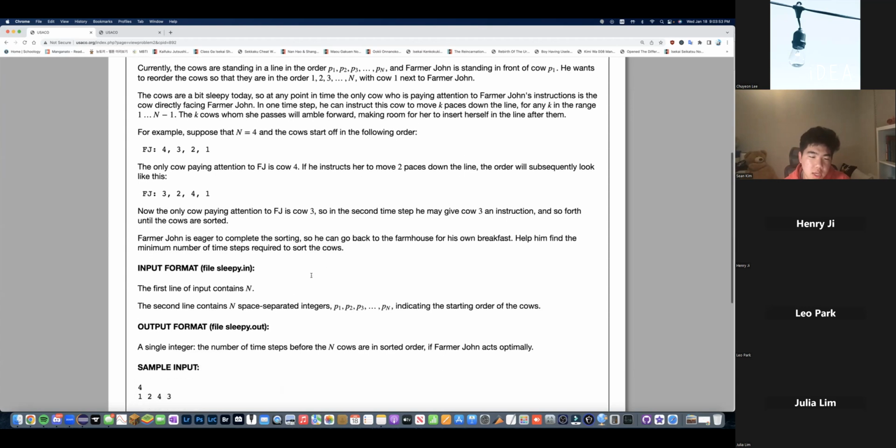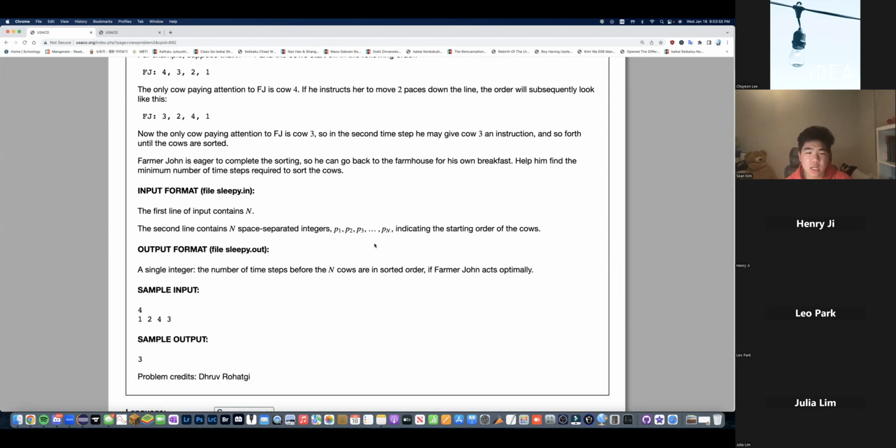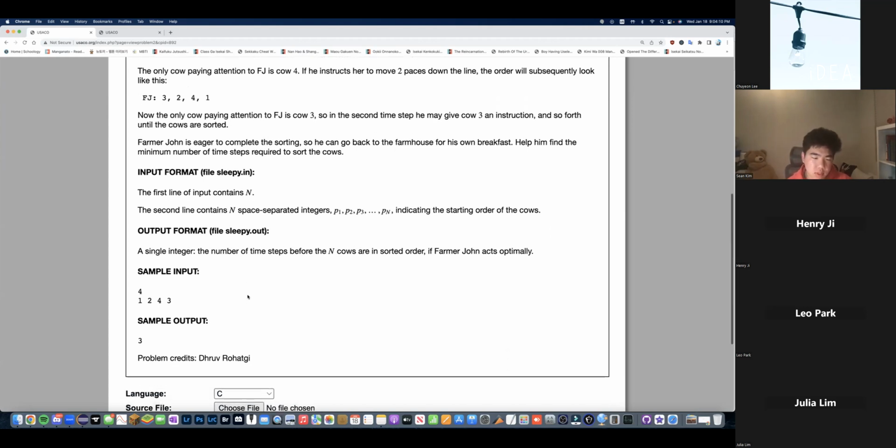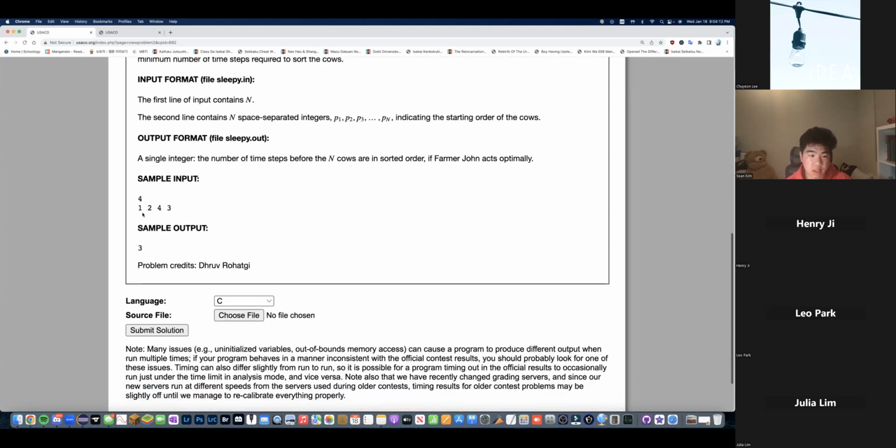And basically, the input is going to give you n and then n number of integers that are giving you the starting order of cows. And then a single integer you have to output to show how many times you have to change to sort them. So I'm going to go off based on this, the original 4. The sample input they gave is 4 and 1, 2, 4, 3. So we know Farmer John is right next to cow 1 at this point.